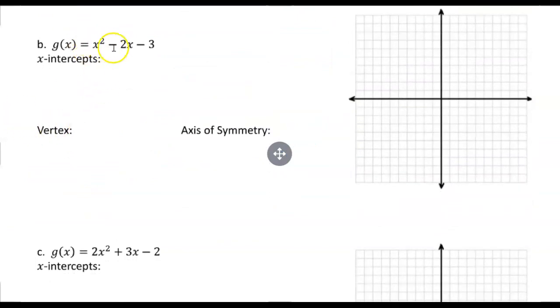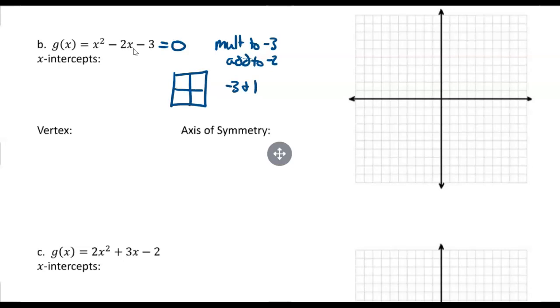Okay, so look at this one. x squared minus 2x minus 3. What we do when we use zeros is we set this equal to 0 and then we factor it. So this is a trinomial, so it needs to multiply to negative 3 and add to negative 2. So that's going to be negative 3 and positive 1. Remember, we learned to factor using the box. Positive 1x minus 3. Okay, I get x plus 1 and x minus 3.